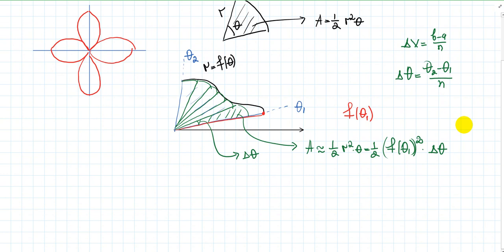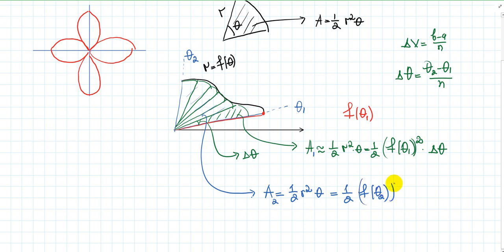So let's evaluate the second area. The second area is equal to 1/2 r squared theta. It's going to be 1/2. What is the radius for the second one? It's going to be theta 2, right? Theta 2 is equal to theta 1 plus delta theta, right? So this is going to be f of theta 2 squared multiplied by the delta theta, right?